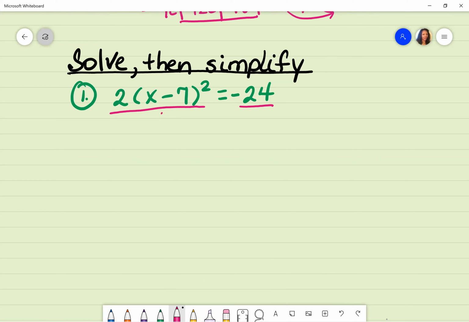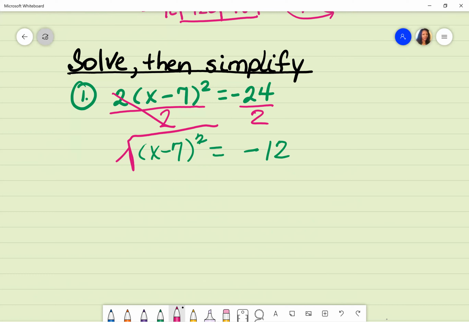So what do I have before? A 2. So I'm going to get rid of that 2. It's going to bring down what's left over, which is (x minus 7) squared equals. Now, pay attention. I have a negative 24 and I'm trying to divide it by 2. That's going to leave me with negative 12. At this point, I do not have anything before my parentheses or after the square, so I can start square rooting.